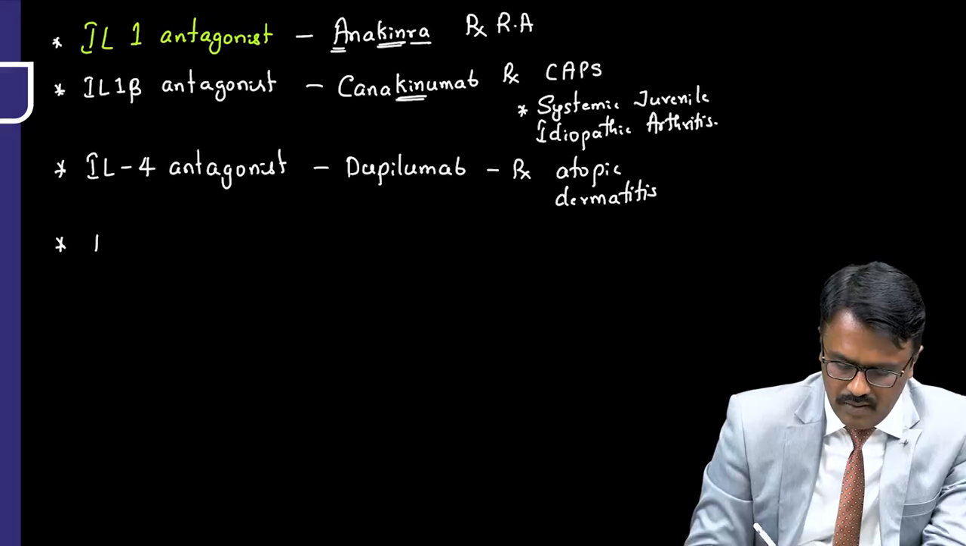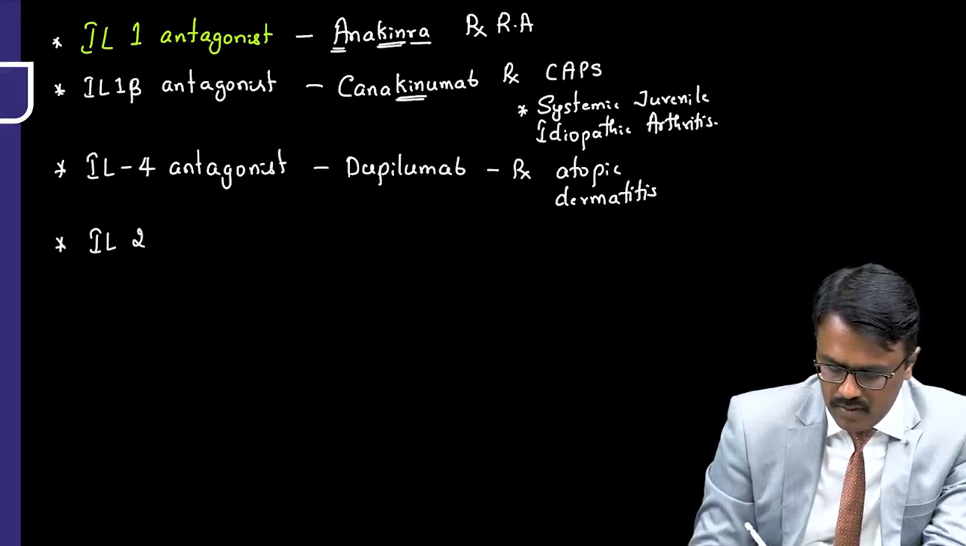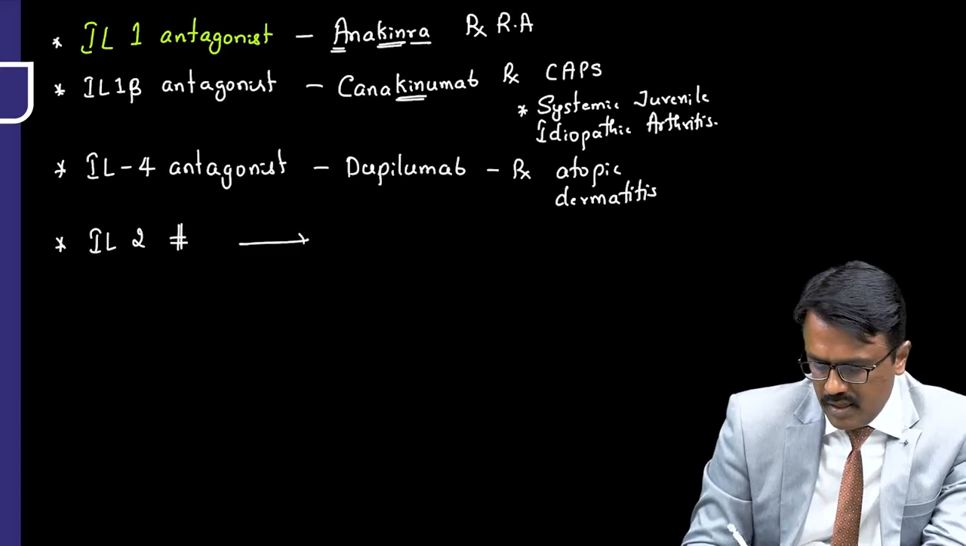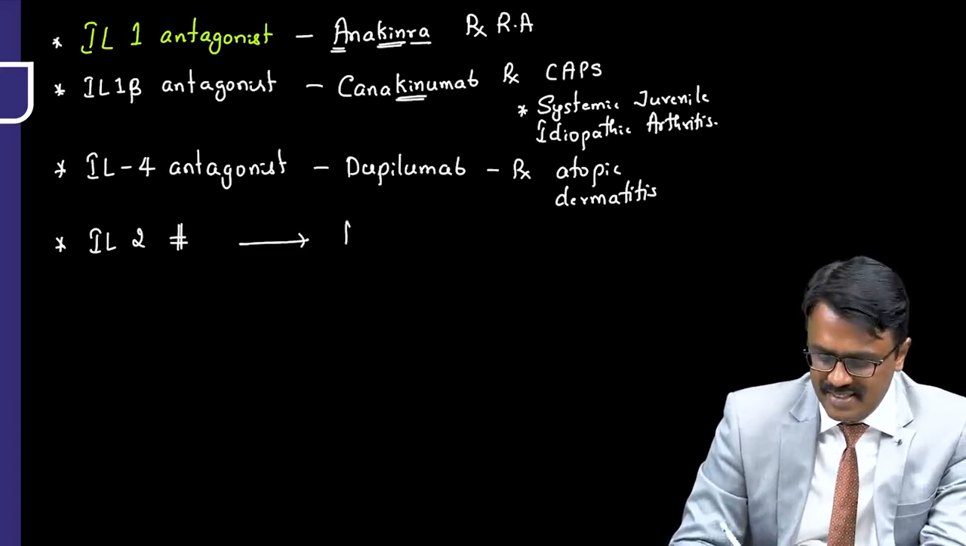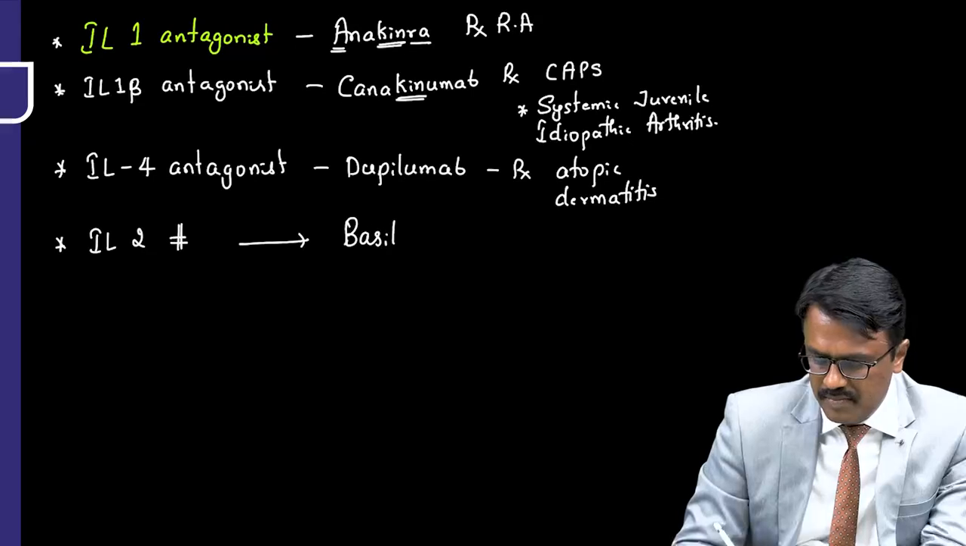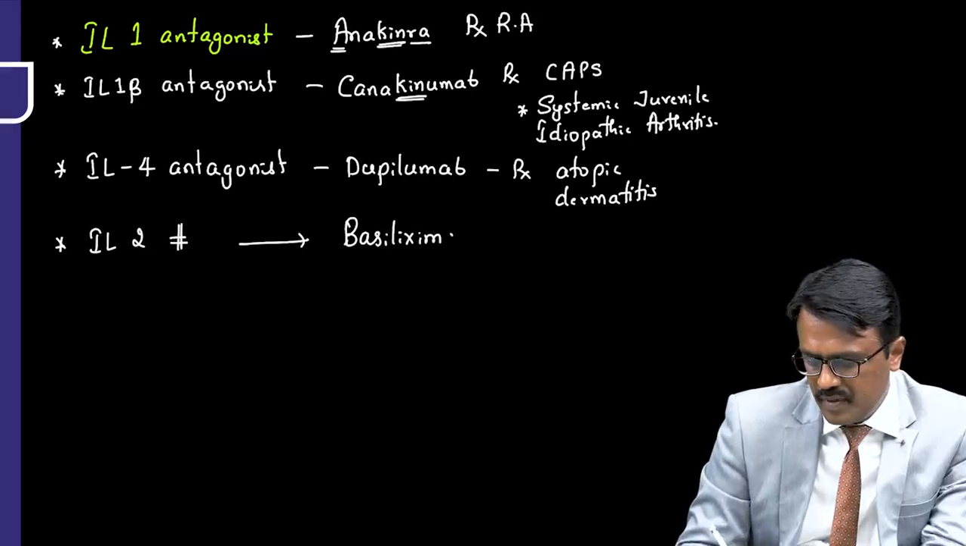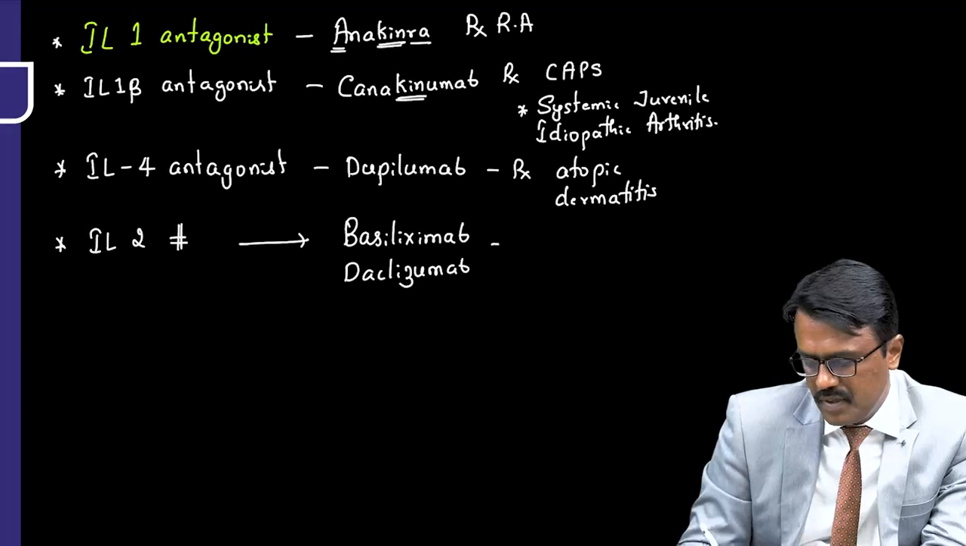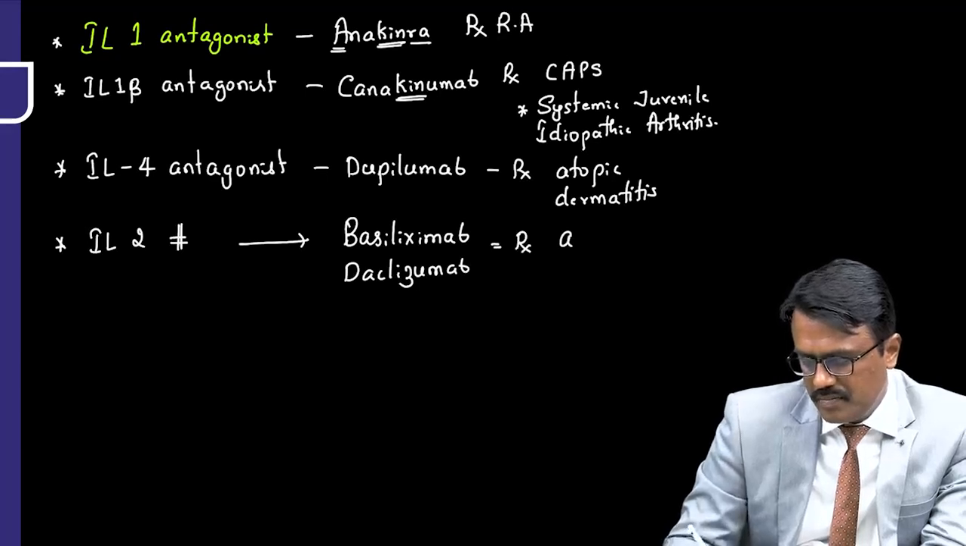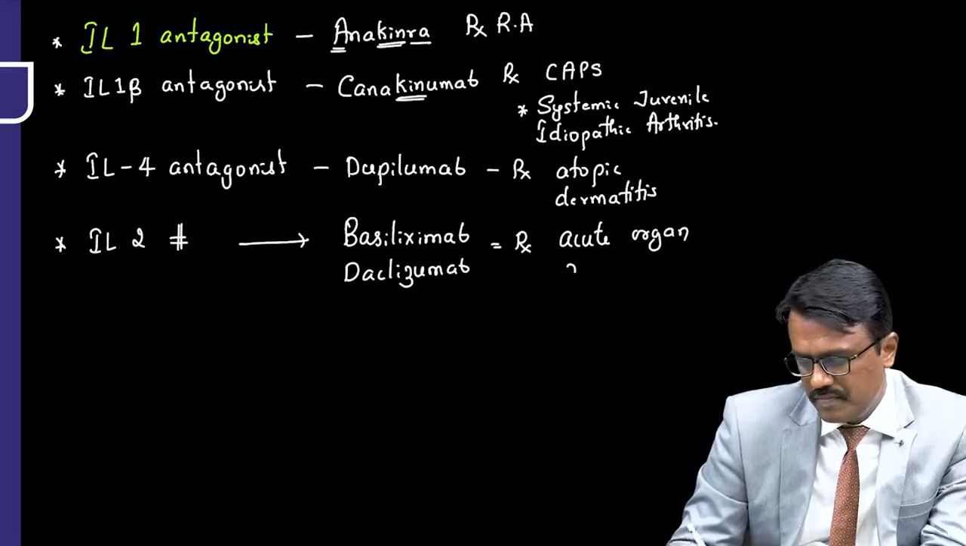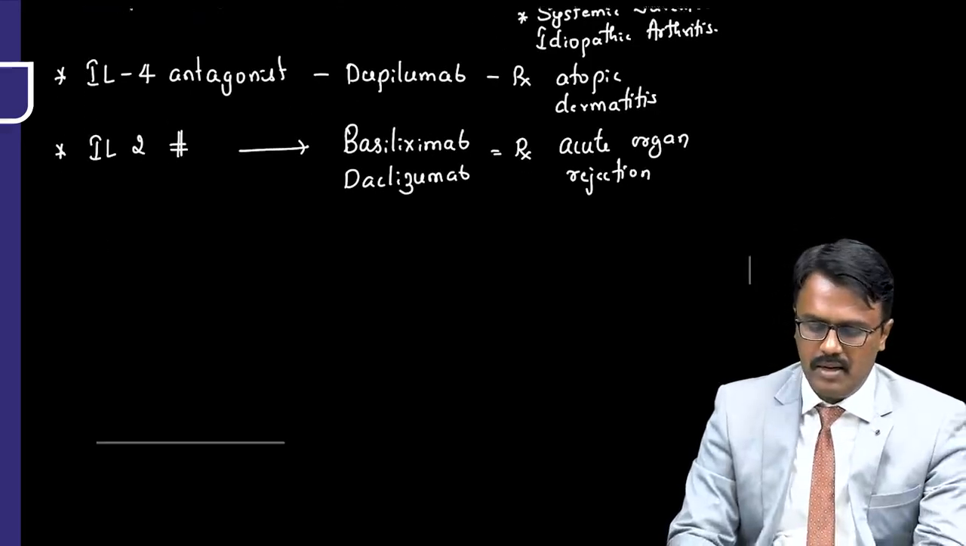Then we have interleukin 2 antagonists. I'll write like this, and you know them already. What are these? Basiliximab and daclizumab. These are used in acute organ rejection. So there we use basiliximab and daclizumab.